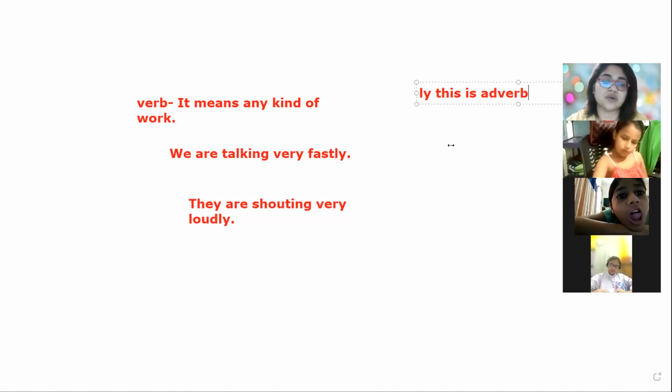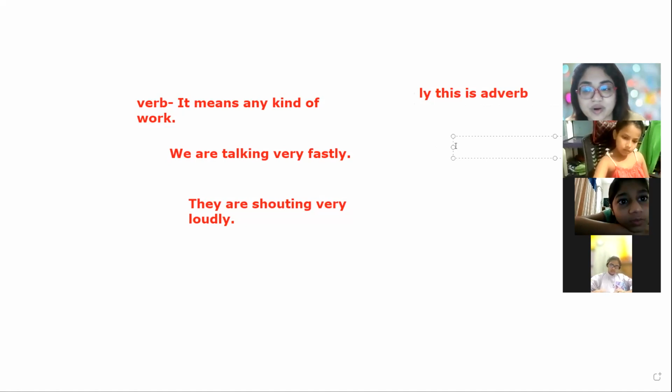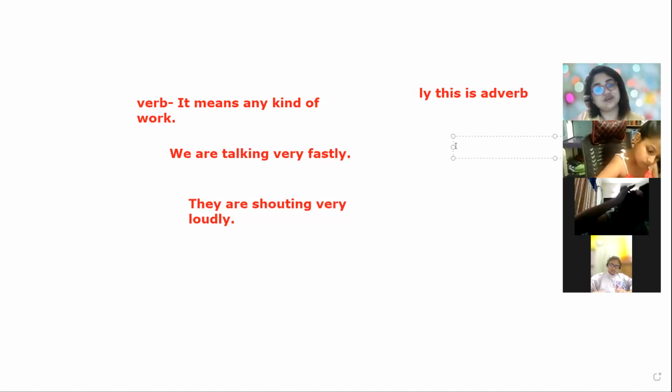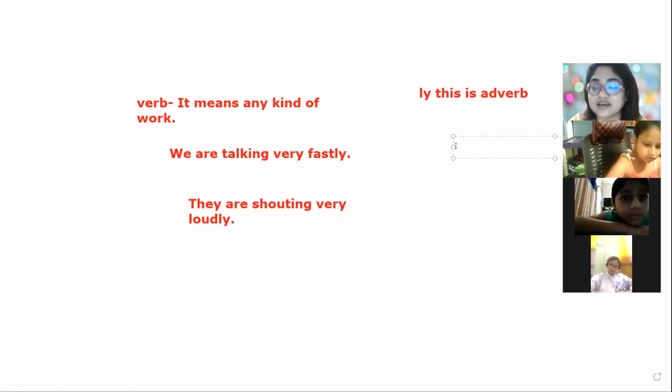Jemon proper noun er shomoy, proper noun ta amra khub shohoje bujhtam kibhabe. When the word starts with a capital letter in the middle of the sentence, that means that word is proper noun. So adverb, this is the same rule. If the word has ly, then the word is adverb. Okay, so now we will do the practice.